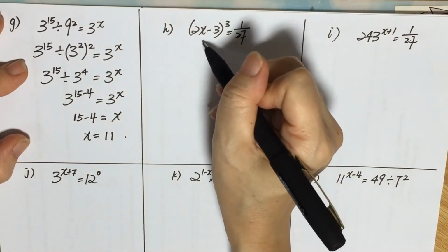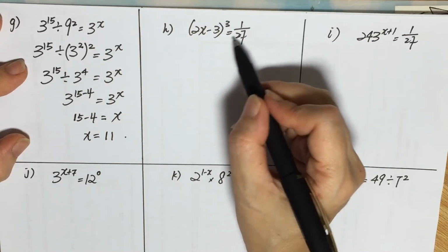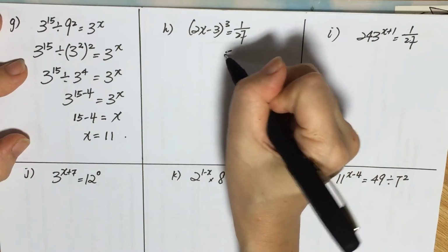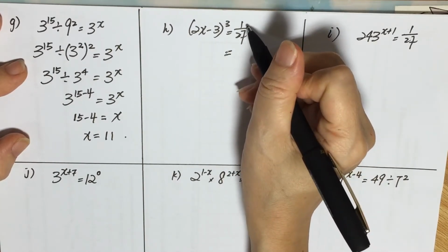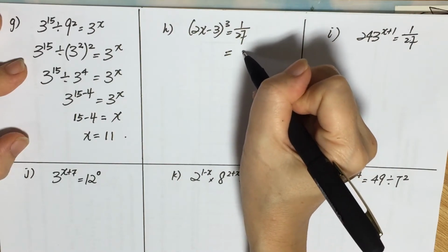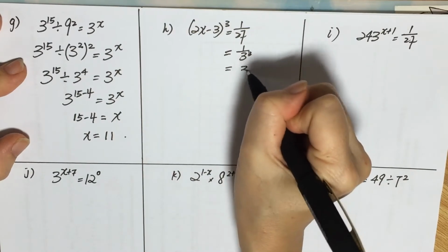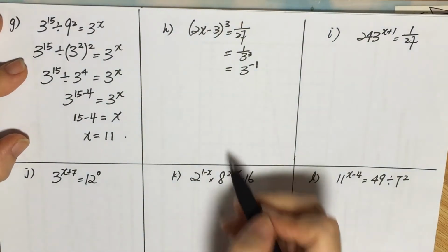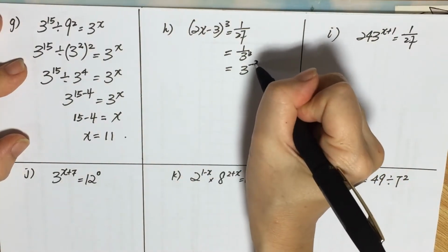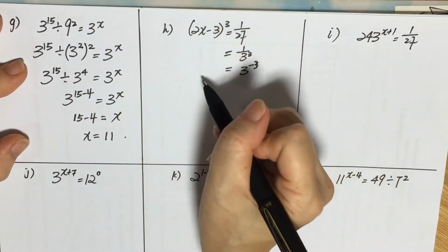Okay, next one. We can't change them to be the same base, so we'll try to change them to be the same power. Here we have 1 upon 27. 1 upon 27 is (1/3) cubed, and 1 over 3 cubed is written as 3 to the power of negative 3. But what we have on this side is power 3.